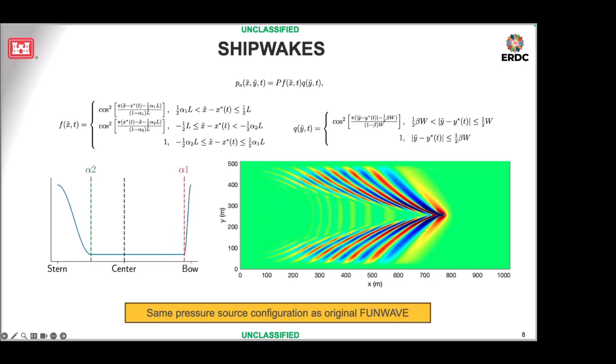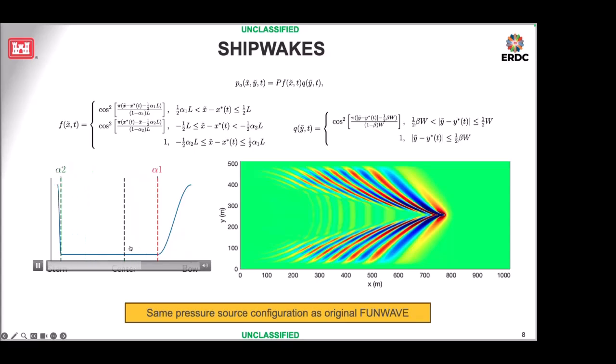So one thing to consider now is that one motivation for doing some of this work was ship wakes. Here this is very similar to the previous FUNWAVE model, where we use the same pressure source configuration of the model, where L is the length of the vessel, W is the width of the vessel, and alpha 1, alpha 2, and beta are shape parameters.